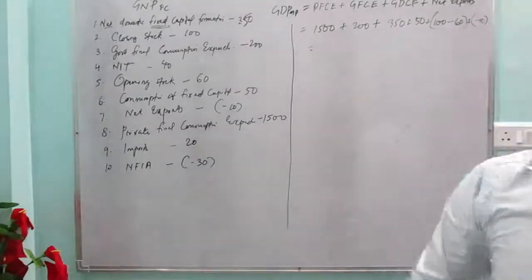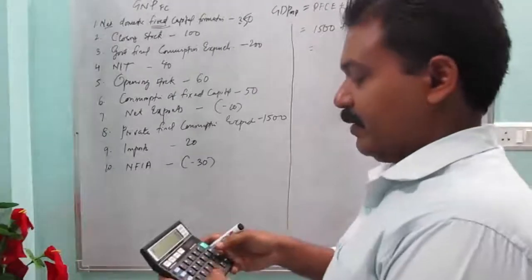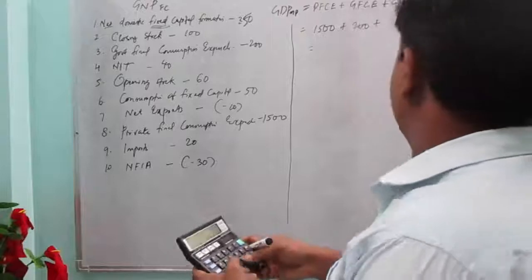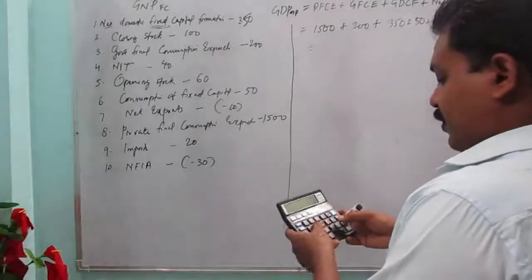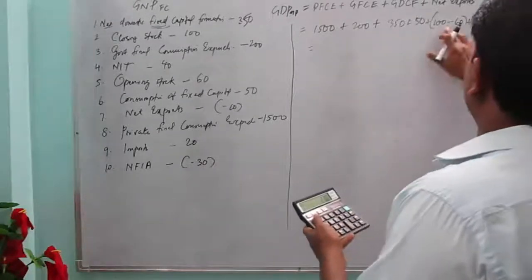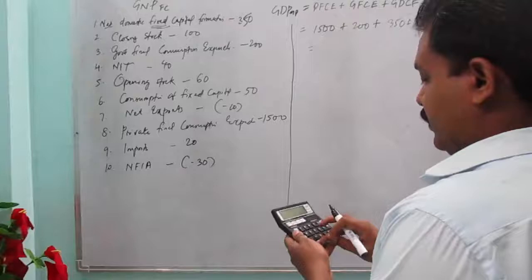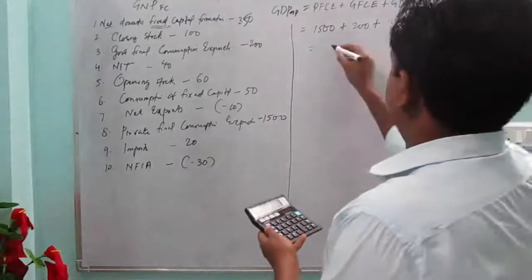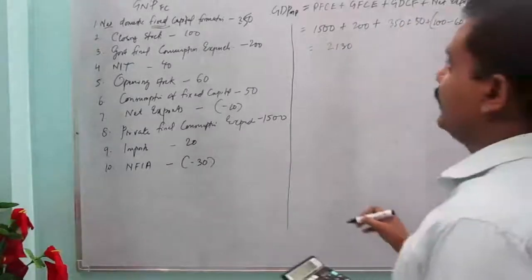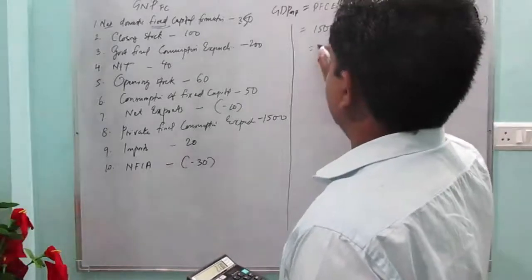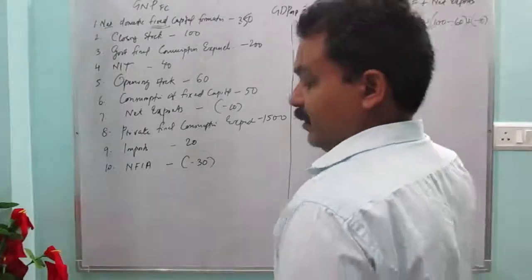Now using a calculator, I will be calculating 1500 plus 200 plus 350 plus 50 plus 40 plus minus 10, which is equal to 2130. In rupees crore, that is what you give. Now what we need is GNP at factor cost.